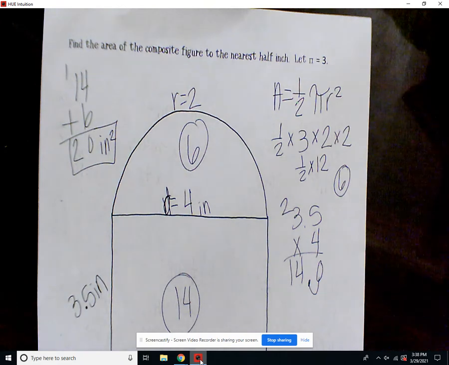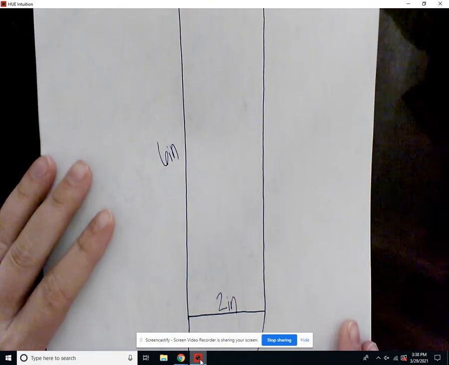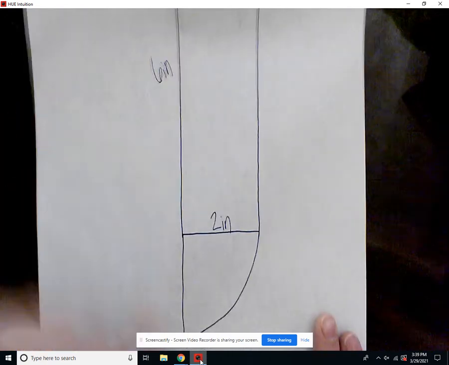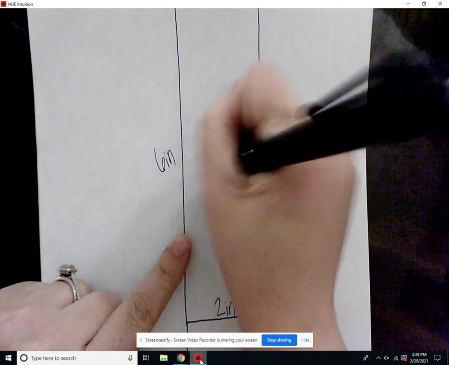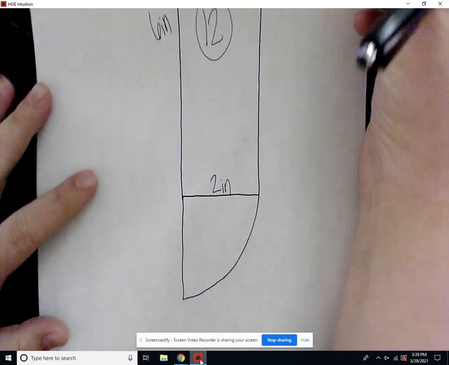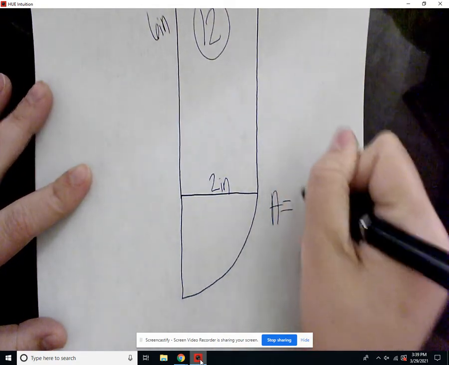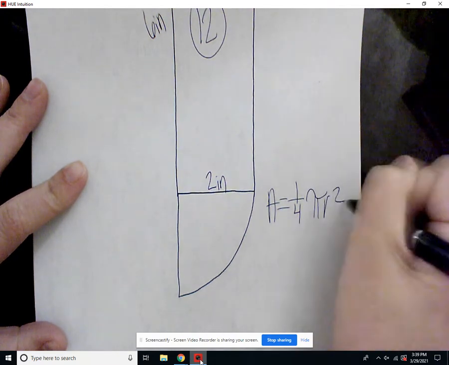All right, let's look at our next one. So we're going to find the area of our shape. We have a rectangle, sorry, it's kind of big, a rectangle, and then a quarter circle. So we'll start off with the rectangle, 6 times 2, which is 12. Then we'll do the circle. This is a quarter. So remember, for a quarter, we put our 1/4. Then we'll do our pi r squared.